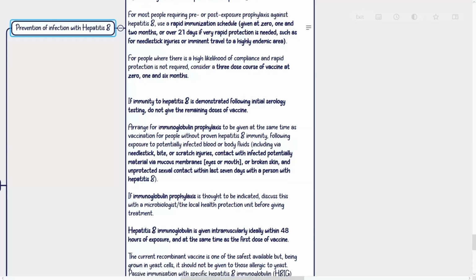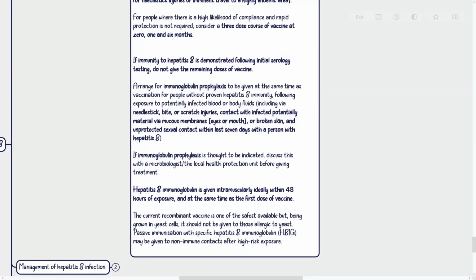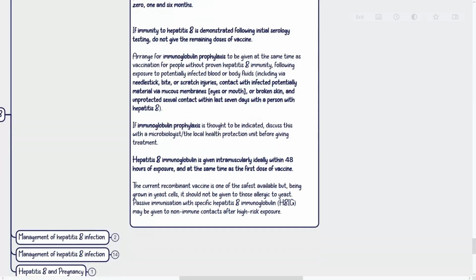Arrange for immunoglobulin prophylaxis to be given at the same time as vaccination for people without proven hepatitis B immunity following exposure to potentially infected blood or body fluids, including via needle stick, bite, or scratch injuries, contact with potentially infected material via mucous membranes, eyes or mouth, or broken skin, and unprotected sexual contact within the last 7 days with a person with hepatitis B.